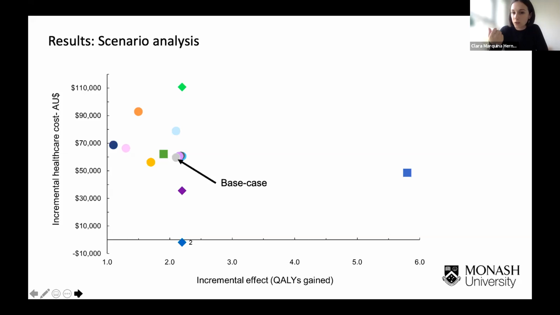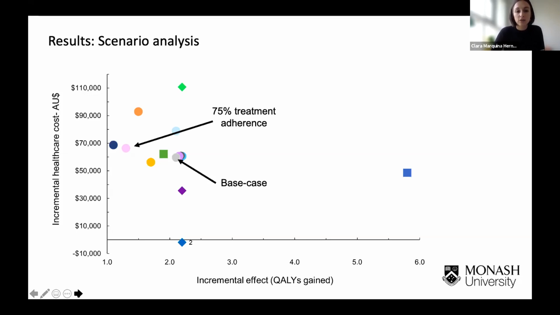For example, the blue square far away is what happens if we do not apply any discounting to any of the outcomes. But I want you to focus on this pink one here, because this is what happens when we model a 75% treatment adherence. So in the base case, we have modeled that everyone that is detected with FH and diagnosed will have lipid lowering treatment. Now, what happens if we reduce that to 75%?